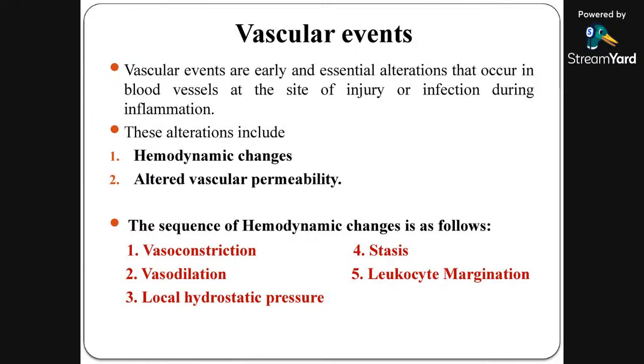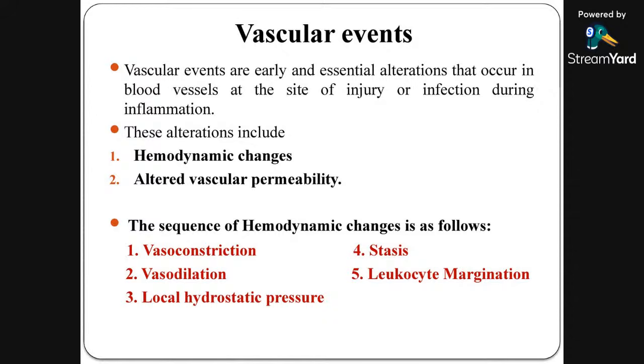Vascular events are early and essential changes that occur in blood vessels at the site of injury or infection during inflammation. These alterations include first, hemodynamic changes, and second, altered vascular permeability. Hemodynamic changes are the earliest feature of inflammatory responses, resulting from changes in vascular flow and diameter of these vessels.